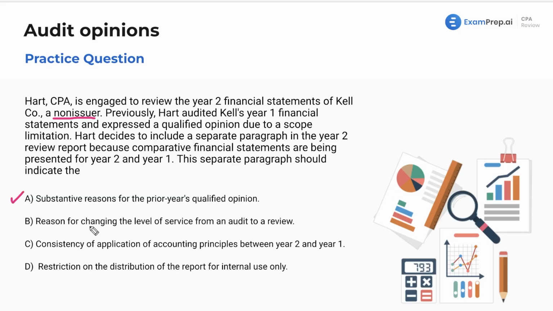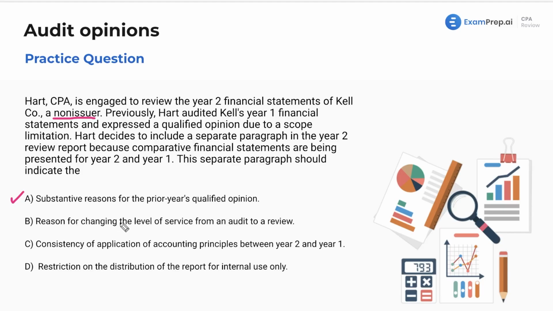What about the reason for changing the level of service from an audit to a review? No, I am not going to say that because I don't see anything about an audit here. It says review the year two. Oh, okay. It does say audited the year one financial statements. All right, fine. You got me there. See, you're watching my thought process, seeing how I do it. Sometimes I miss things, and I think that's important. It's very important for you all to see how I answer questions.